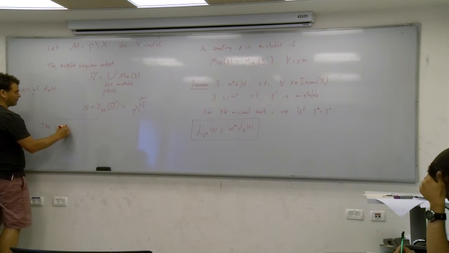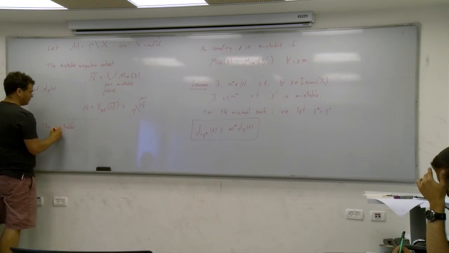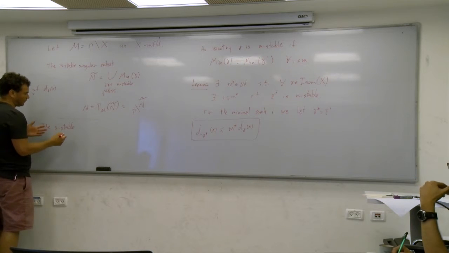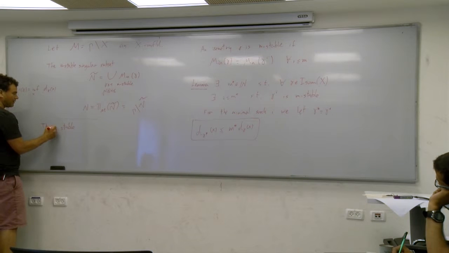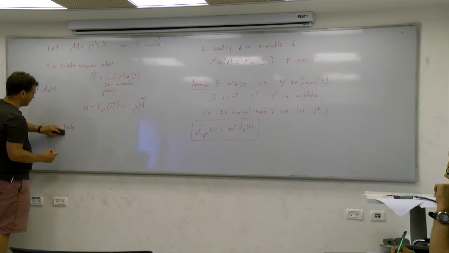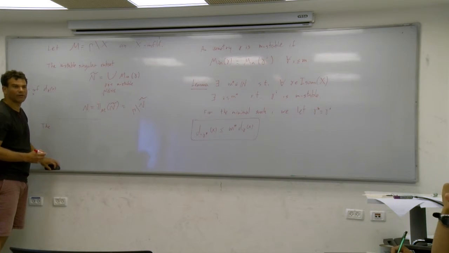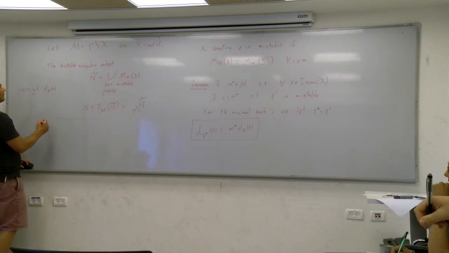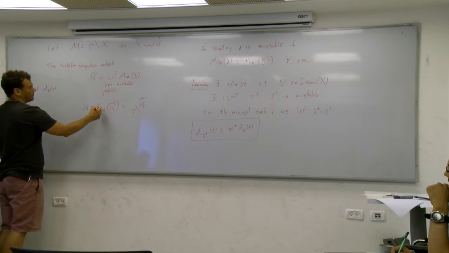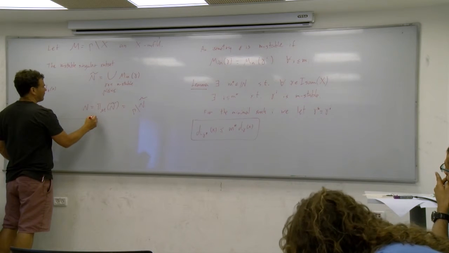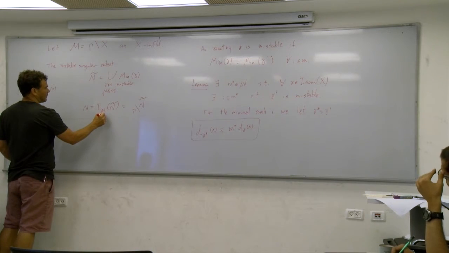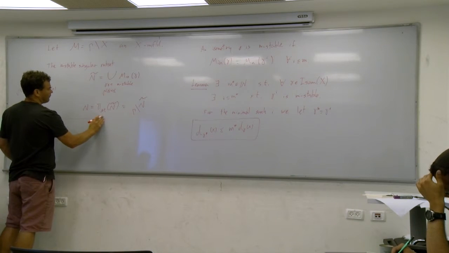Epsilon stable. The m epsilon, or let's just call it the stable thick part. Sorry, pi is the covering map from m tilde to m. Yes, this is the projection, the covering map. This is the map from X to Y.